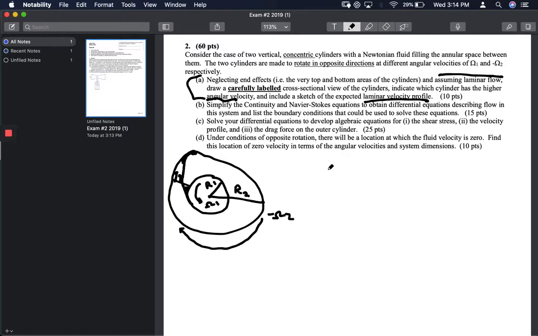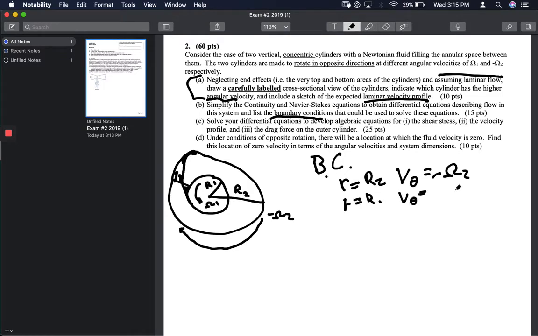So I mentioned boundary conditions, and we can actually just write those down right now. That's going to be in part B here, but this will be counting for our part A, so we can now start on part B. So our boundary conditions is we know that at r equal to R2, V theta will be equal to negative omega 2, as well as at r equal to R1, V theta will equal omega 1.